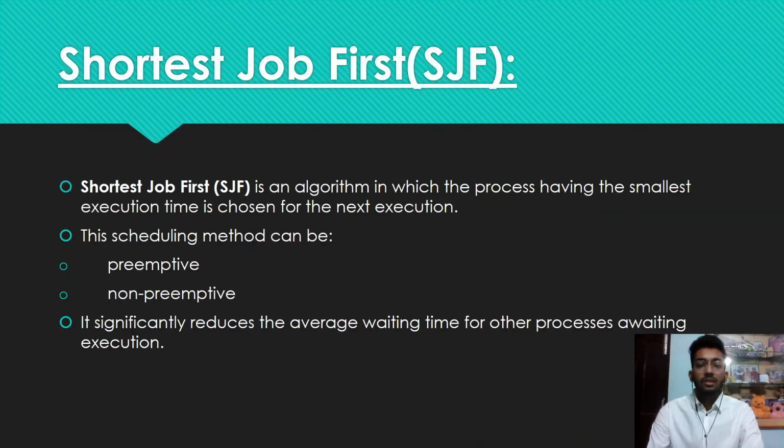The next scheduling algorithm is shortest job first. Shortest job first is the algorithm in which the job, that is the process which has the shortest CPU burst, that is the smallest CPU burst, is executed first. This scheduling can be of two types, preemptive and non-preemptive. So let's see the example of both the types of shortest job first algorithms.